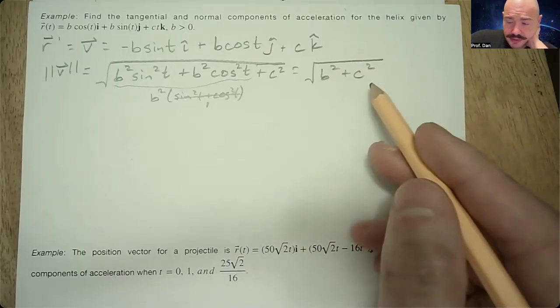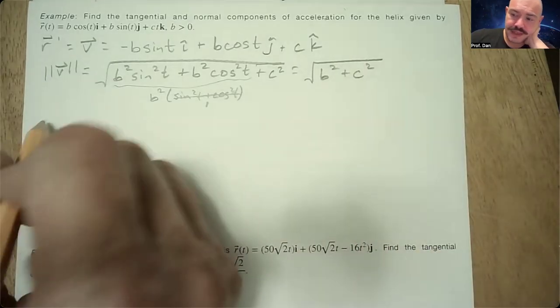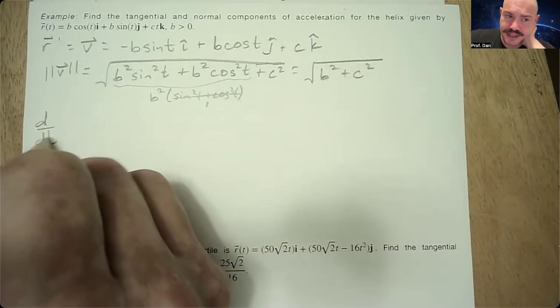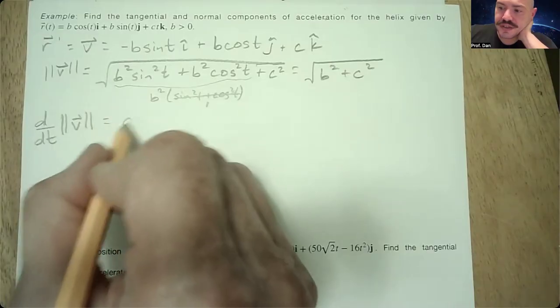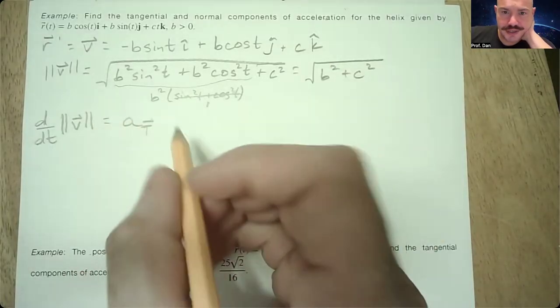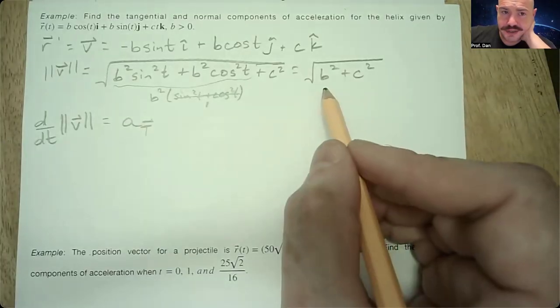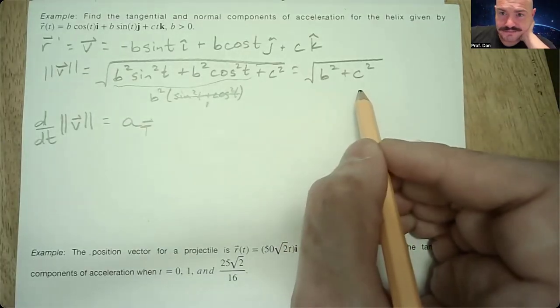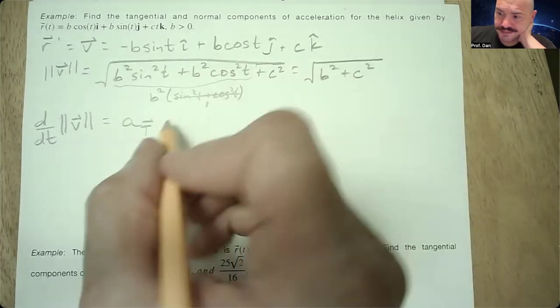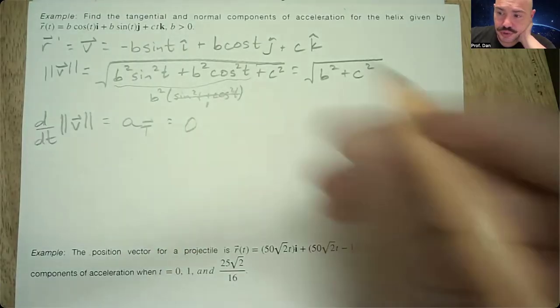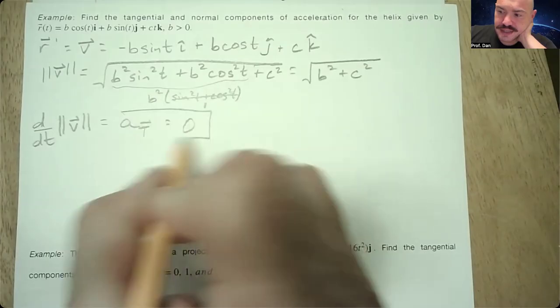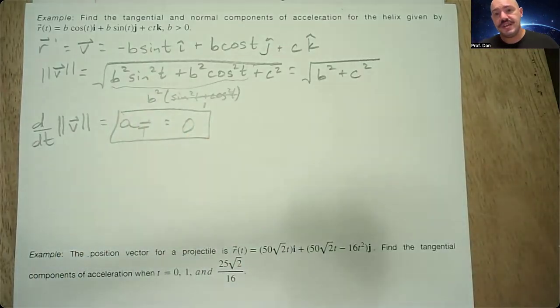So if I now take the derivative of this with respect to t, I know that this is going to give me the tangential component of my acceleration. Here's the thing though, b is a constant. c is a constant, which means that the derivative of all that is 0, which means that there is no tangential acceleration when you're moving along a helix, which is an interesting little property.